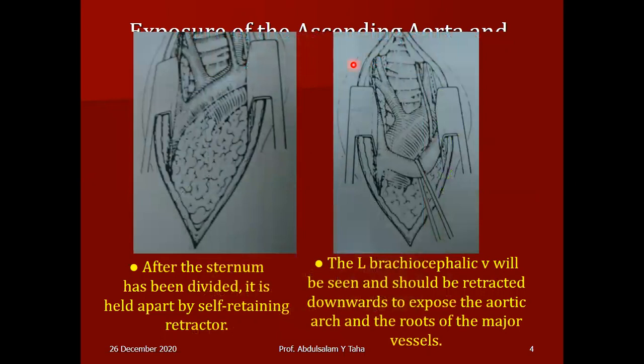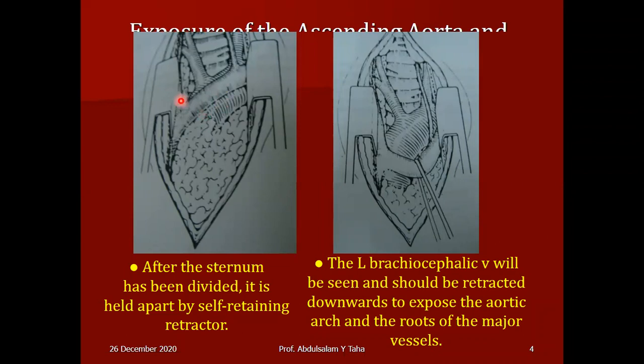Well, after the sternum has been divided and a retractor is placed, the important structures in the anterior mediastinum will be visible, like the thymus gland, concealing the ascending aorta and the major veins. And as you can see, the veins lie in front of the aorta. We have the left innominate vein and the right innominate vein.